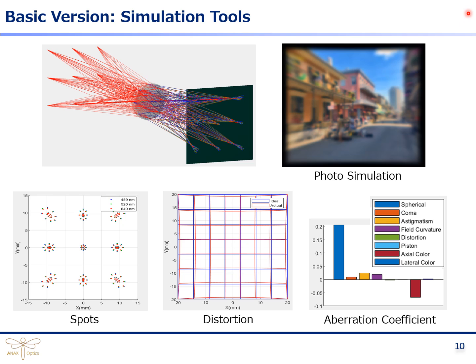The basic version of Hyperion contains a variety of analysis tools, including ray tracing in 3D, ability to generate photo simulation by interpolating the point spread function, generation of spot diagrams, distortion diagrams, and aberration coefficients.